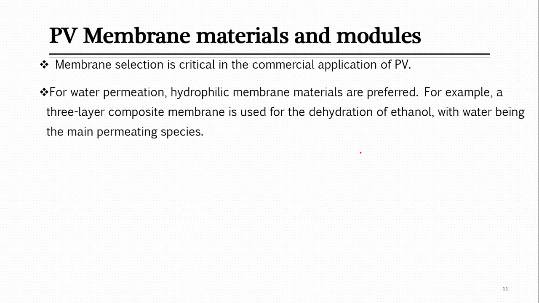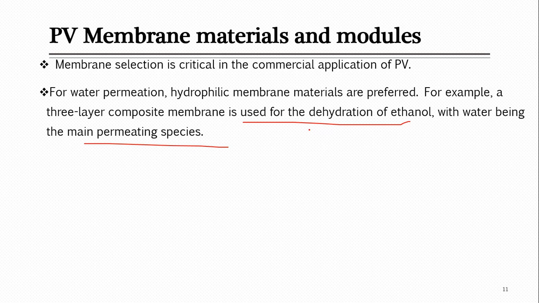Let's look at this. For example, for water permeation, hydrophilic membrane materials are preferred. Why hydrophilic? Because if the material you are using is attractive for water, it will attract water in large amounts, so better separation can take place for a mixture which contains water. For example, a 3-layer composite membrane is used for dehydration of ethanol, with water being the main permeate species. Suppose you are removing water from ethanol, as we discussed, this is one of the largest applications of these pervaporation membranes.